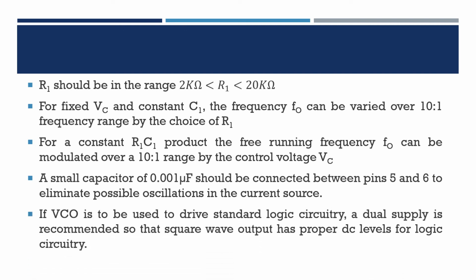If the VCO is to be used to drive standard logic circuitry, a dual supply is recommended, so that the square wave output has proper DC levels for logic circuitry, that is the plus value and the minus value. When we use a single supply voltage, we get voltages from 0 to a peak value. If we use a dual supply voltage, then we get plus saturation and minus saturation, or plus VCC and minus VEE. So these are some of the recommendations followed for this particular IC, the NE566 voltage controlled oscillator.